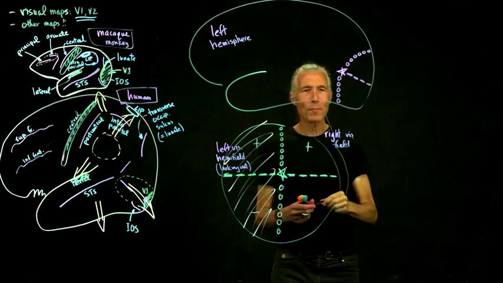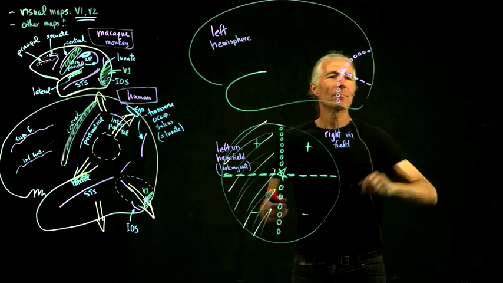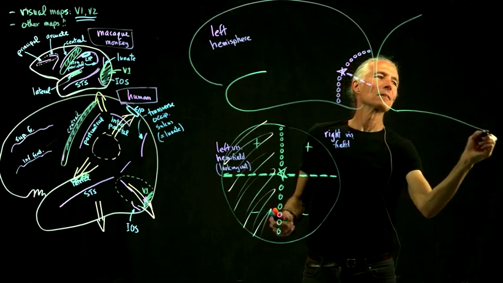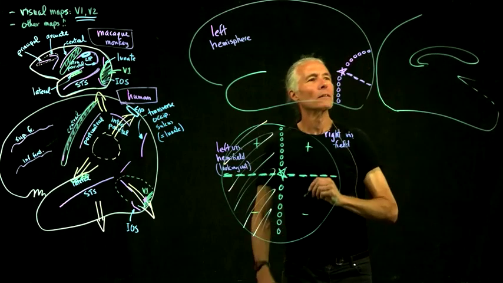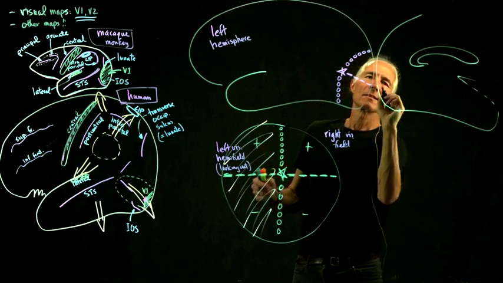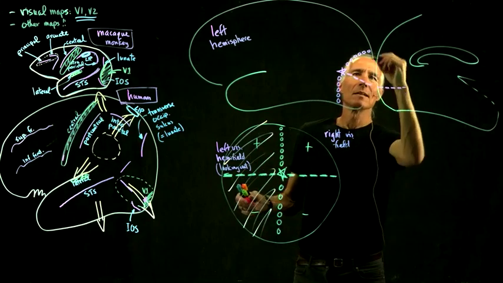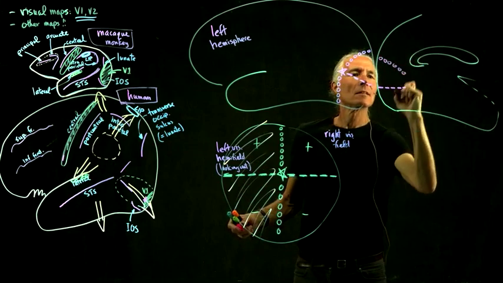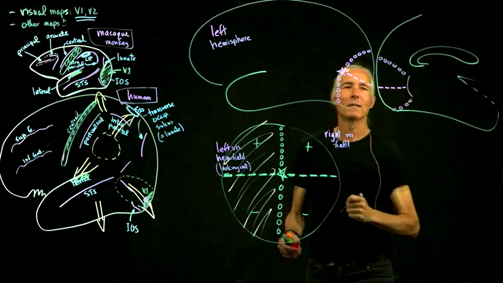But it goes around the back. So if I flip the cortex around like this, here's the corpus callosum. If I flip it around, we can see that this continues onto the back of the cortex, and similarly, the vertical meridian continues onto the back, and then here's the periphery.